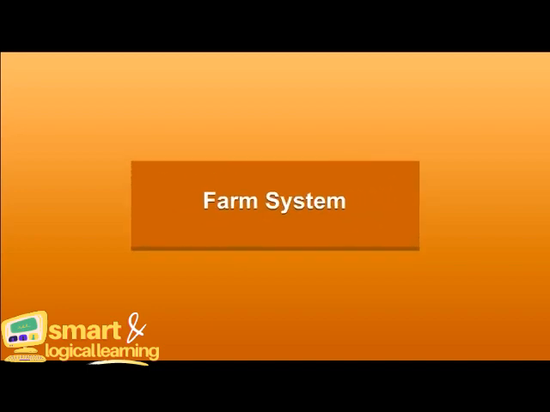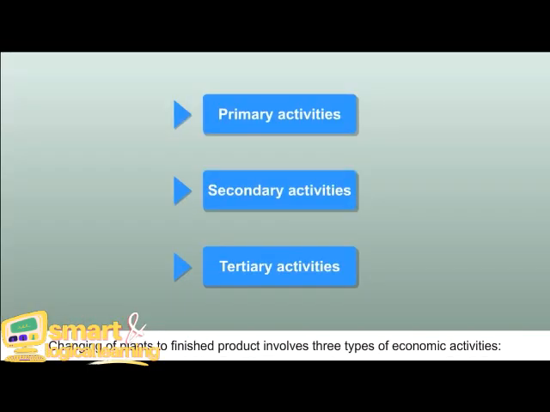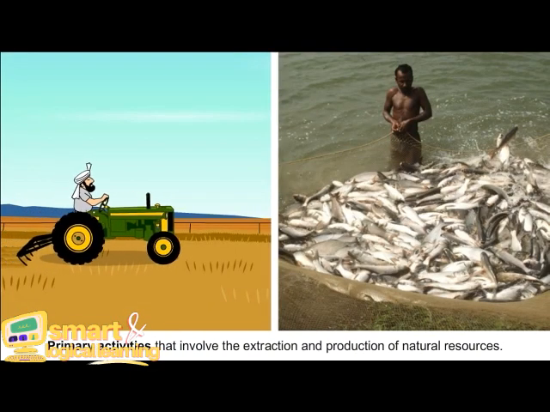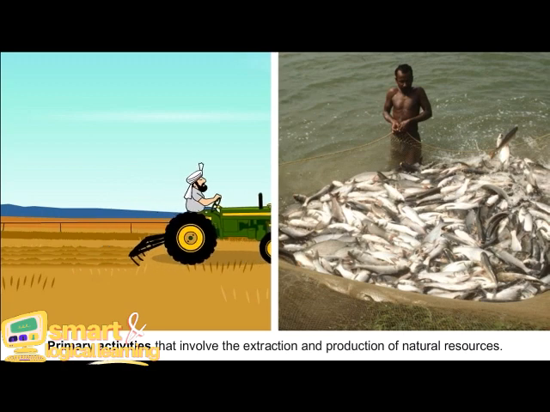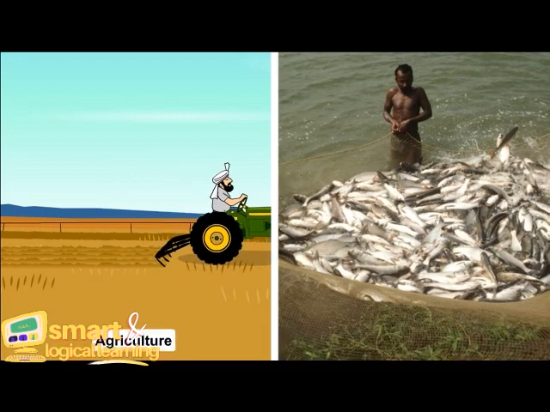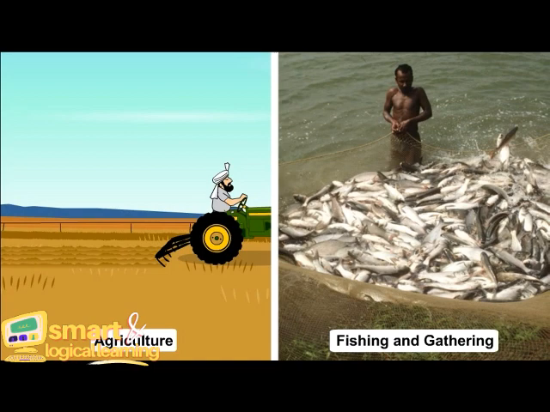Farm system. Changing of plants to finished product involves 3 types of economic activities, namely primary activities, secondary activities, tertiary activities. Primary activities that involve the extraction and production of natural resources. Example, agriculture, fishing and gathering.